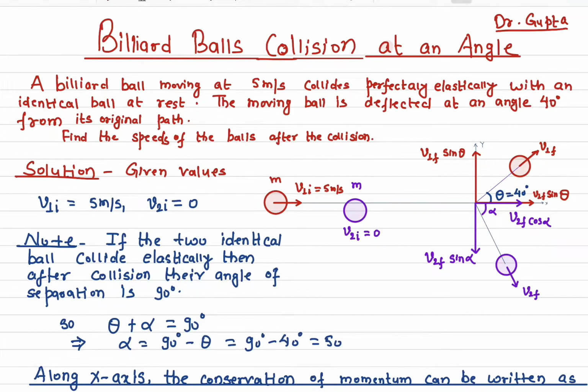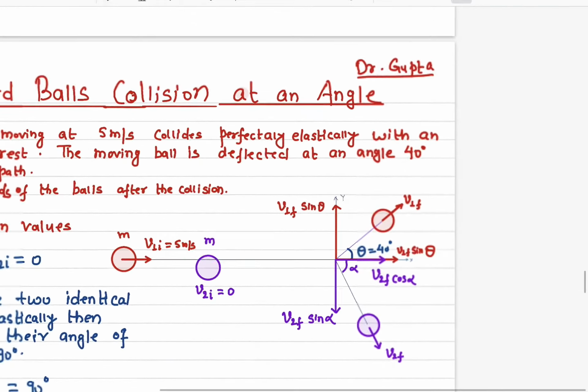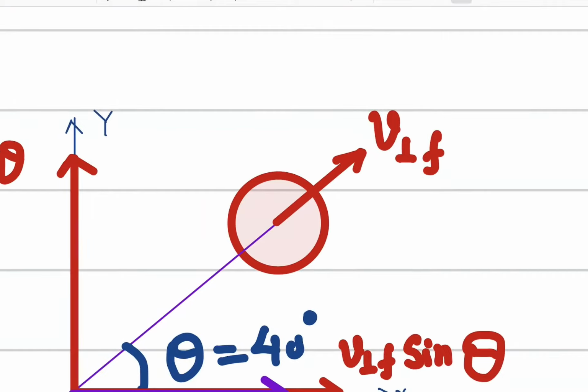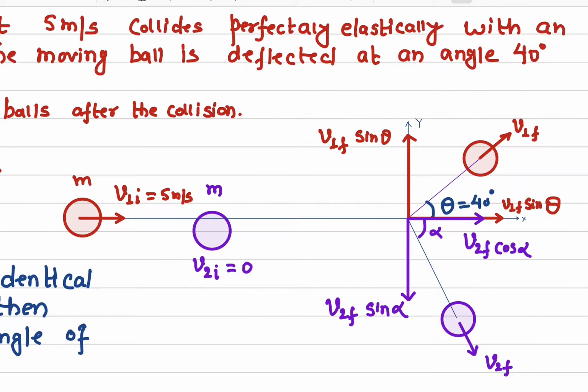Okay, so we now have to find out v1f and v2f. Again, v1i means the velocity of the first ball, and i stands for the initial velocity, or before collision. And the second ball, as it is sitting at rest, has a velocity of 0 meters per second. And v1f means the velocity of the first ball, and the f stands for after collision, or the final velocity. So we are given this angle as 40 degrees.